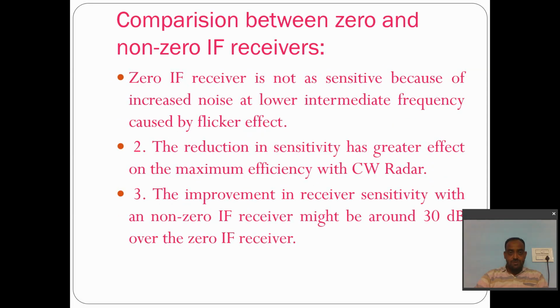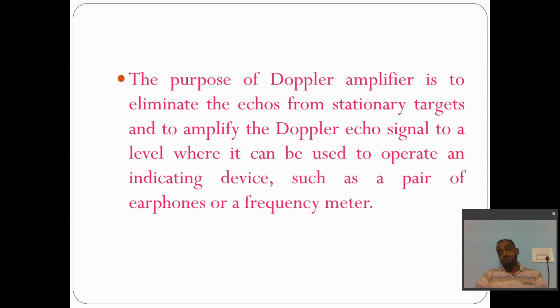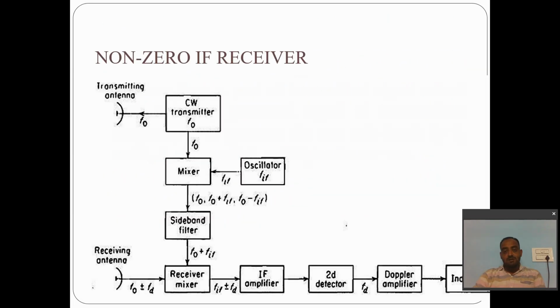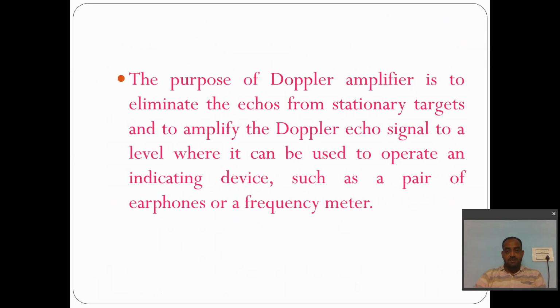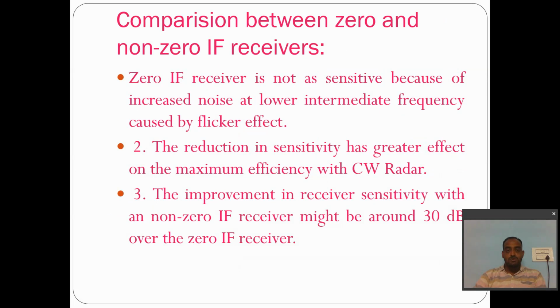By opting for the non-zero IF receiver, we have reduced the flicker noise in our system. Now let us compare zero and non-zero IF receivers. The zero IF receiver is not sensitive because of increased noise at lower intermediate frequency caused by the flicker effect. So the zero IF receiver is not sensitive and has large noise, whereas the non-zero IF receiver does not have these two issues.